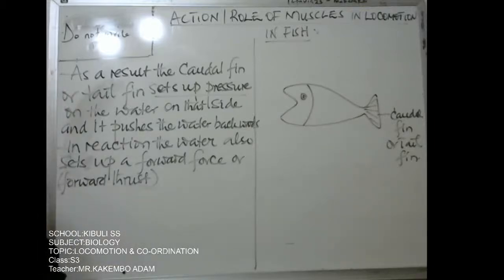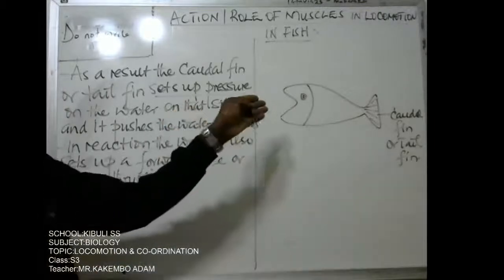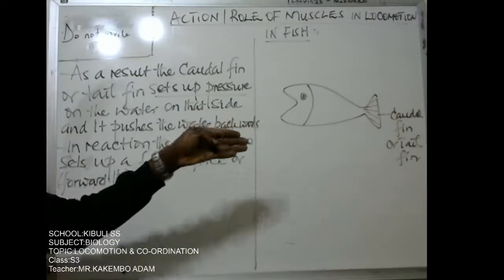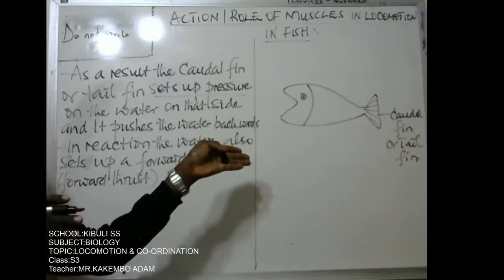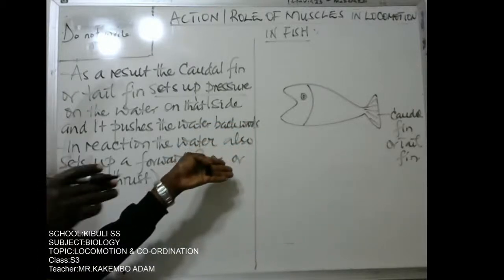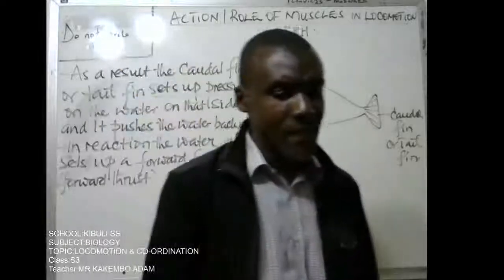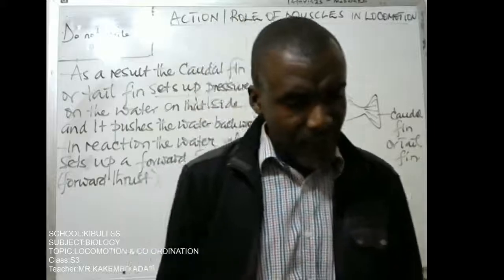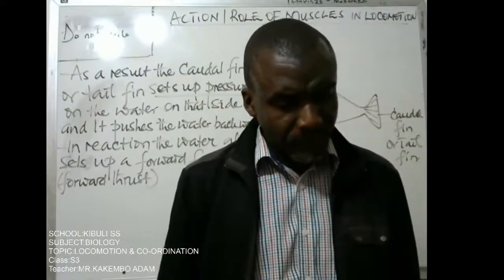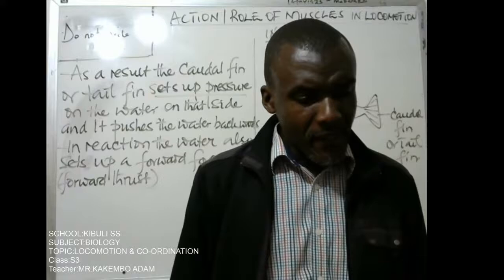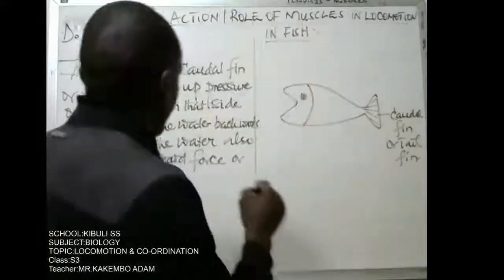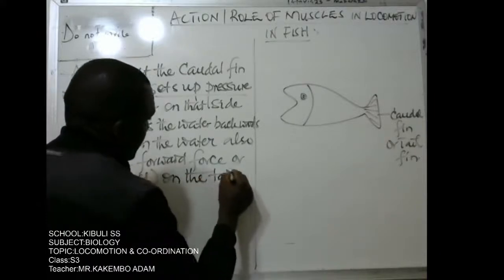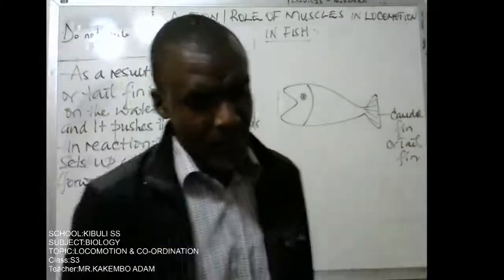So when the caudal fin sets up a pressure on the water on one side of the body, pushing the water backwards, as a result, the water also sets up a forward force or a forward thrust on the tail.